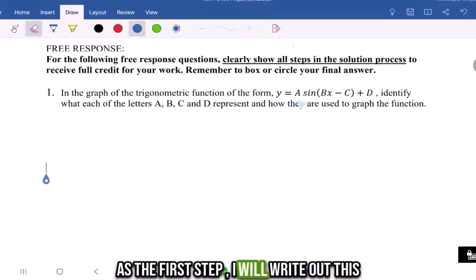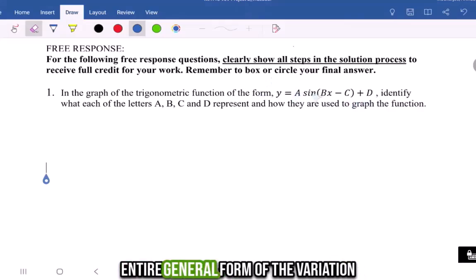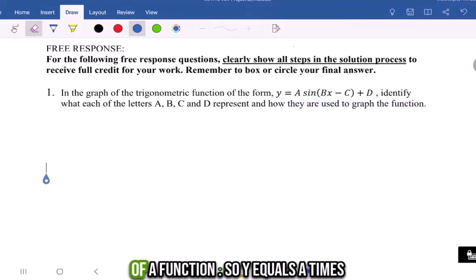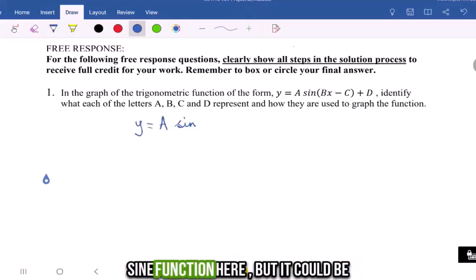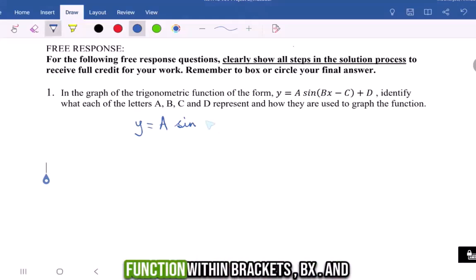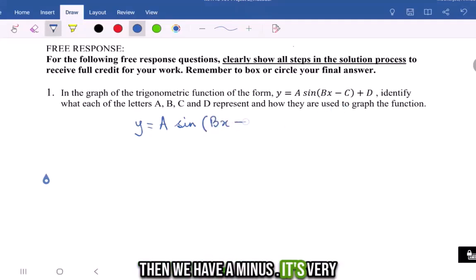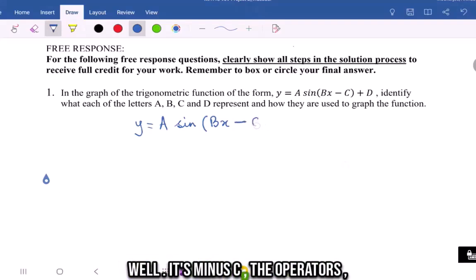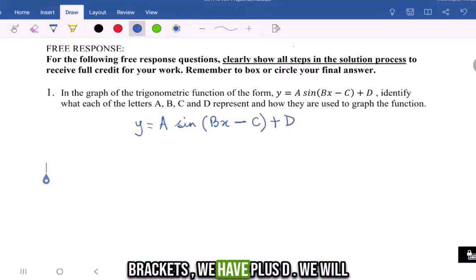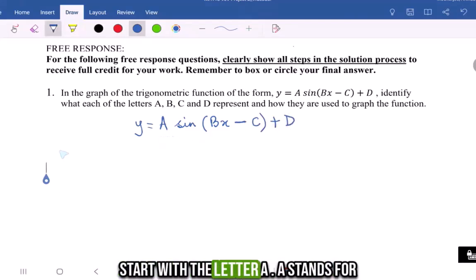As the first step, I will write out this entire general form of the variation of a function. So y equals a times sine of, now they're talking about the sine function here, but it could be cos, it could be tan, or any other function, within brackets bx, and then we have a minus. It's very important to get the signs correct as well. It's minus c, the operators, minus c, and then outside the bracket we have plus d. We will start with the letter A.